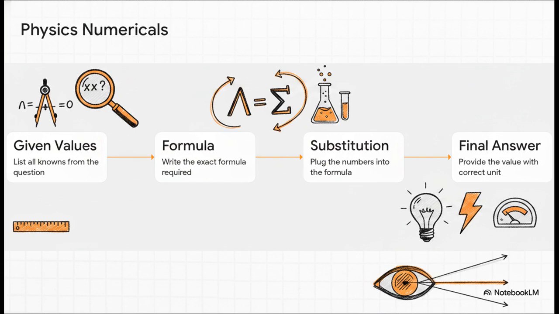And listen to me on this one, you absolutely must include the unit. If you just write R equals 10 instead of R equals 10 ohms, you will lose a mark, even if your math is completely flawless. Stepwise marking means every single line is an opportunity to score, so don't throw them away.